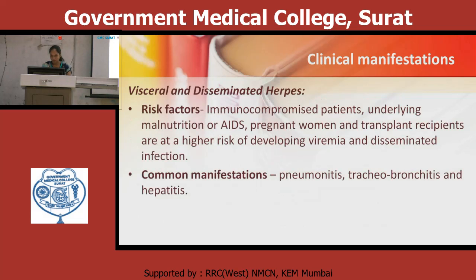Visceral and disseminated herpes. Risk factors are immunocompromised patients, underlying malnutrition or AIDS patients, pregnant women, and transplant recipients, who are at high risk of developing viremia and disseminated infection. Common manifestations are pneumonitis, tracheobronchitis, and hepatitis.